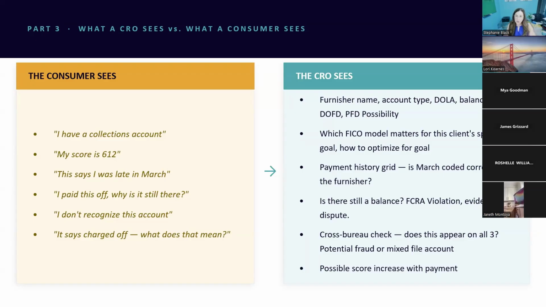So there's just a big shift in how we view a credit report and how a consumer sees the credit report. But we have to be able to identify the things they're telling us, right? It says charged off. What does that mean?